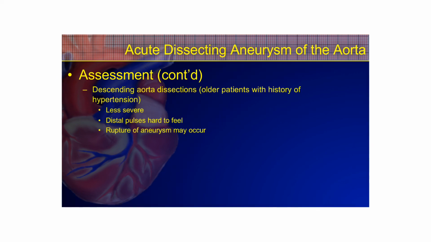So your descending aortic dissections are more common in your older patients, especially in those with a history of hypertension. The pain is less severe than your ascending aortic dissections, and distal pulses may be hard to feel, of course, because they're not getting that distal blood flow as well. The rupture of the thoracic aneurysm could occur, and with a rupture of a thoracic aneurysm, you could actually have signs and symptoms of a hemothorax if it ruptures into the pleural cavity, or you could have signs of a cardiac tamponade if a thoracic aneurysm ruptures into the pericardial cavity.